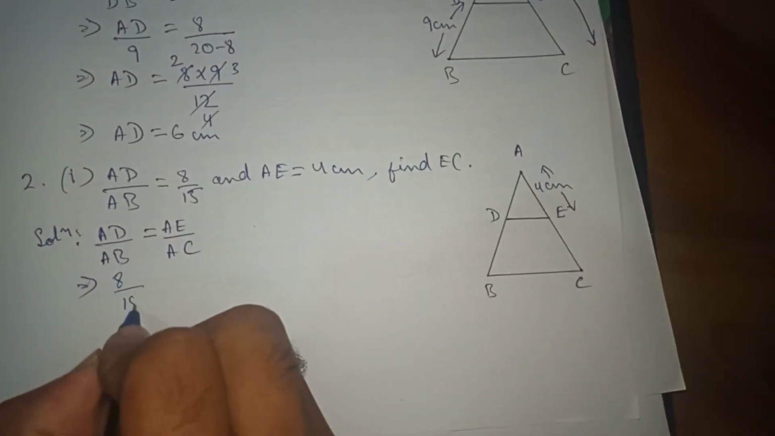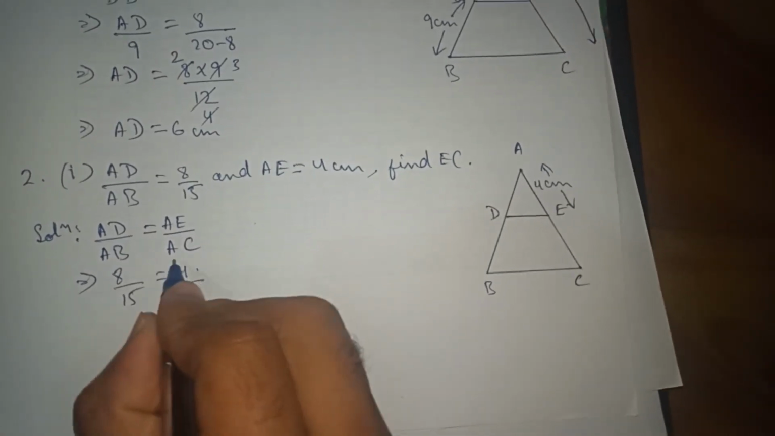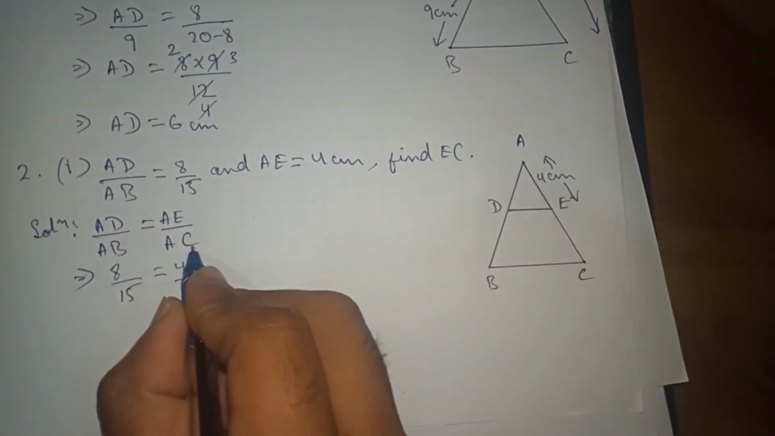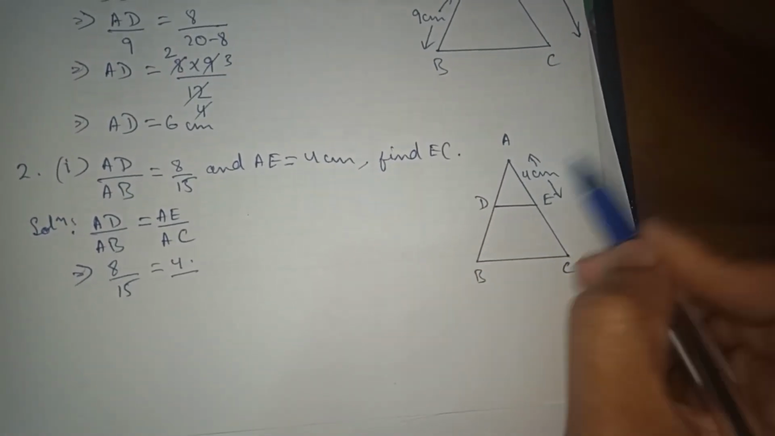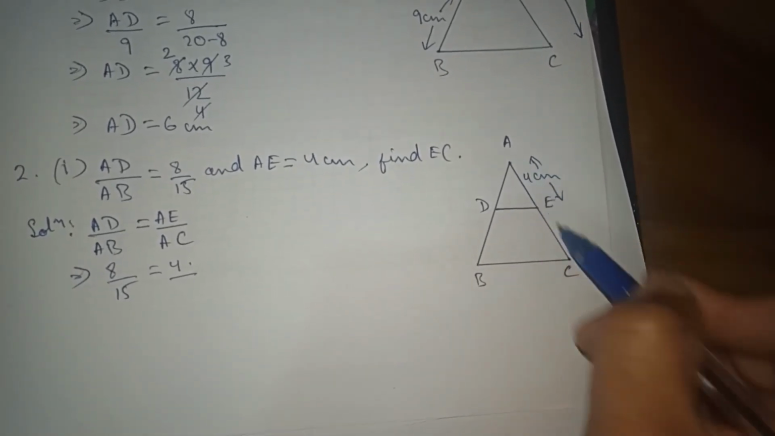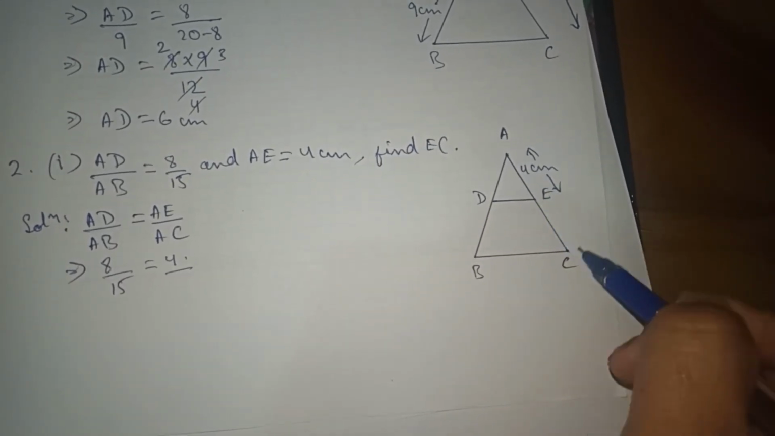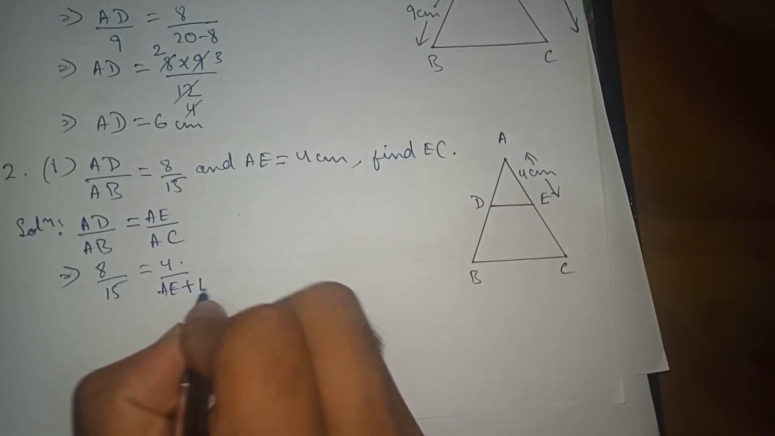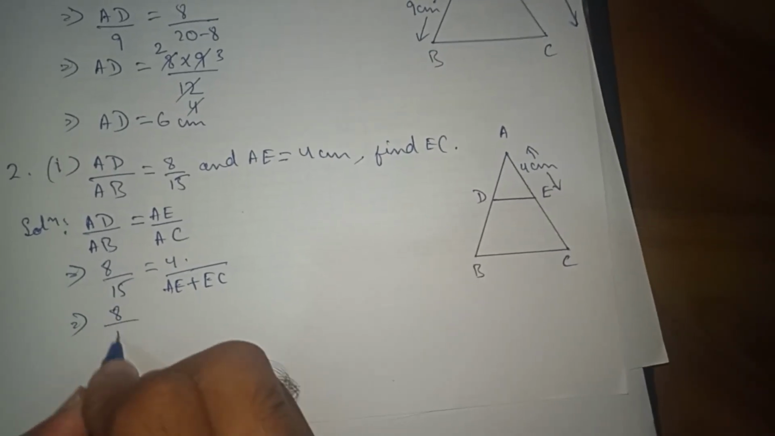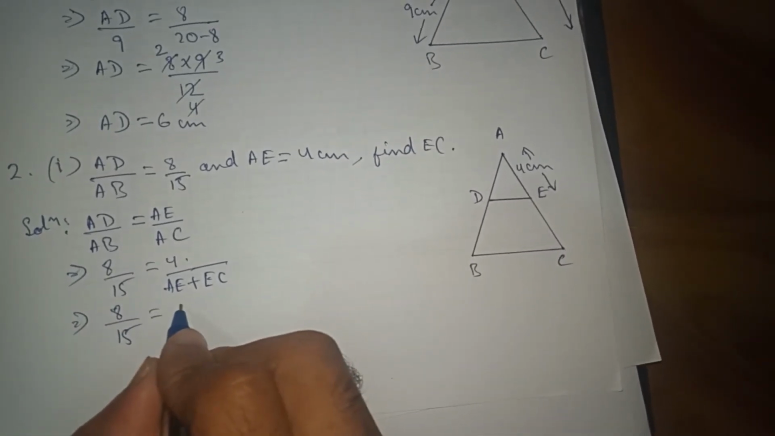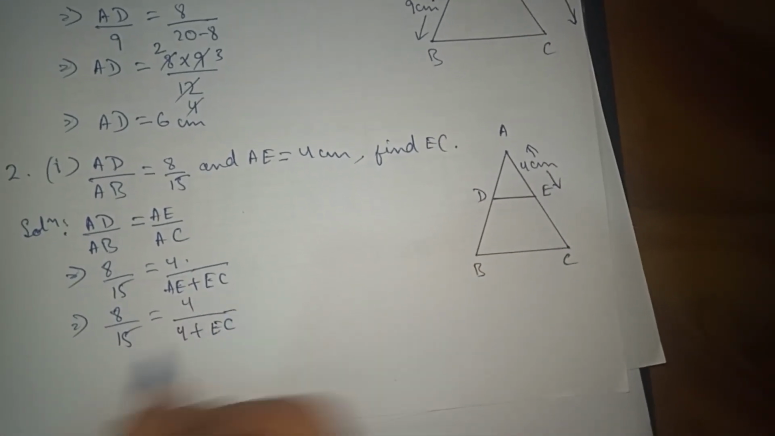So 8 by 15 is equal to AE, which is 4, and AC is AE plus EC. So 8 by 15 is equal to 4 by AE plus EC, which is 4 plus EC, and this implies that we cross multiply again.